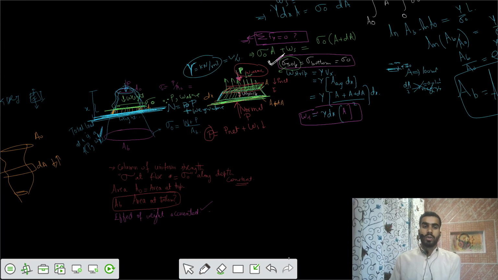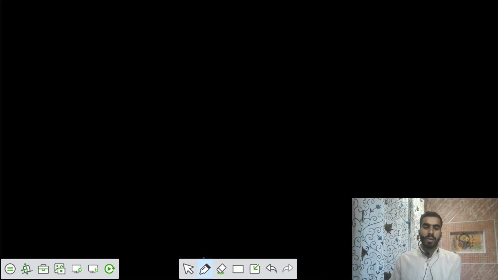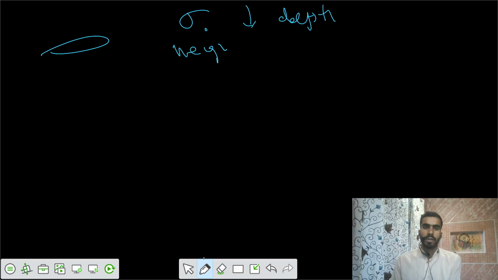So let's revise this problem. You had provided that the stress at each section along the depth is equal to sigma naught, and you have to account for the effect of weight also. So you are applying a load of P from the top on an area of A naught such that the stress P by A naught equals sigma naught.